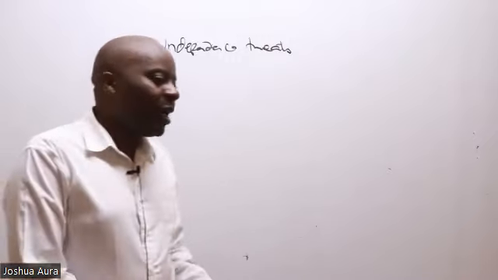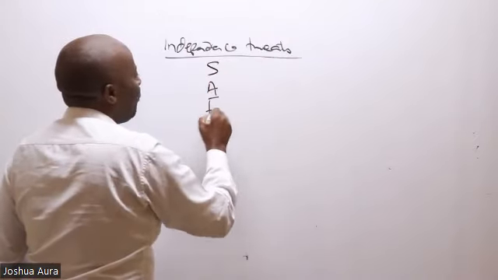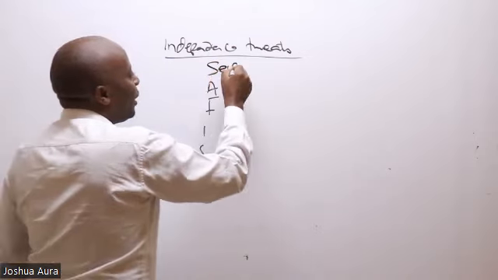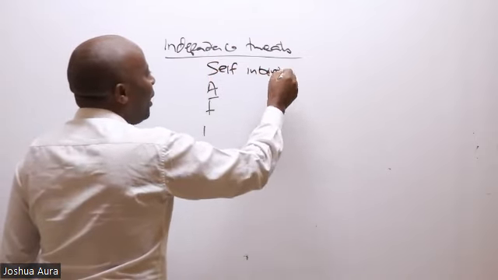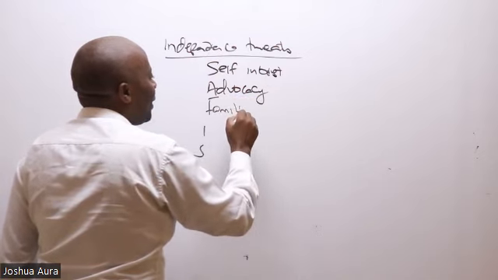SAFIS. Thank you very much. It's called SAFIS, yes. So we have what we call self-interest. We have what we call advocacy. We have what we call familiarity.